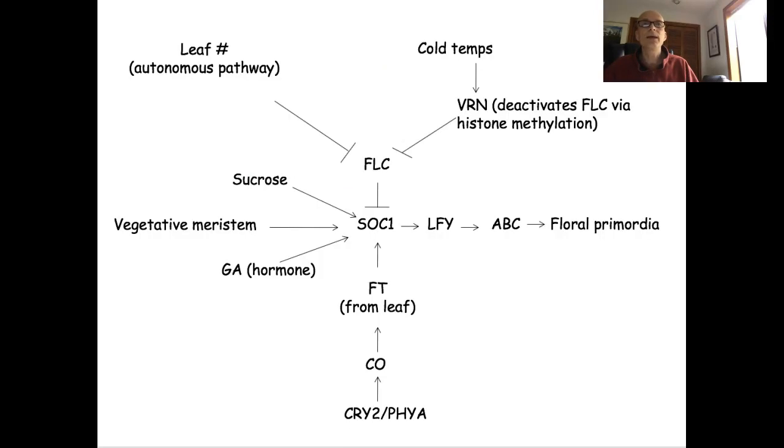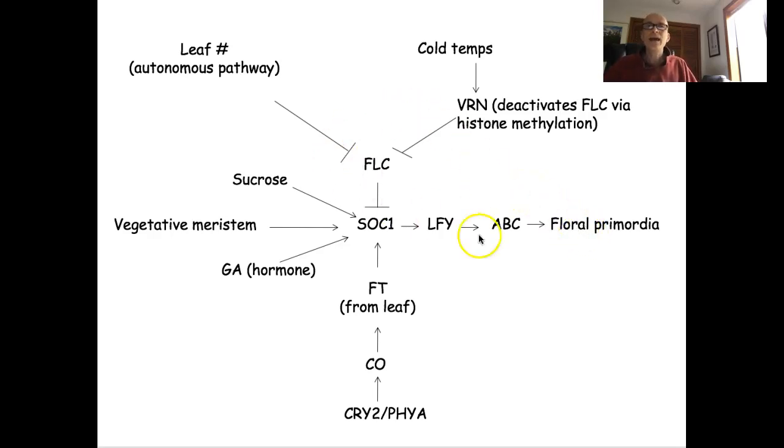And if we put this in the pathway that we've already started, we now see that VRN, vernalization, that gene, deactivates FLC via histone methylation. Now, when FLC is deactivated, it's no longer deactivating SOC1, right? So this is now no longer deactivating SOC1, and flowering can occur.